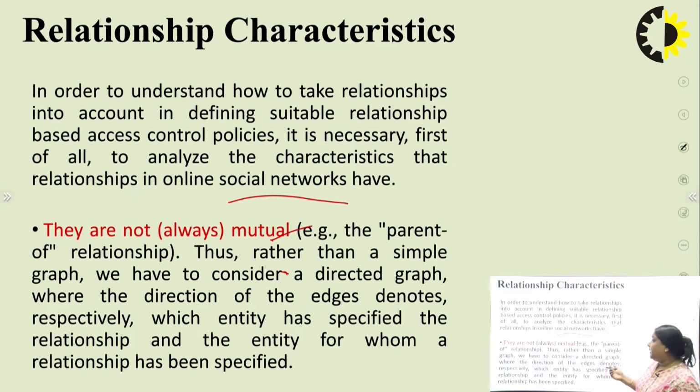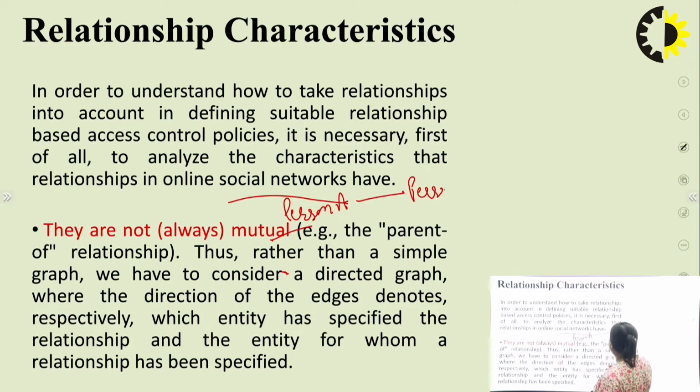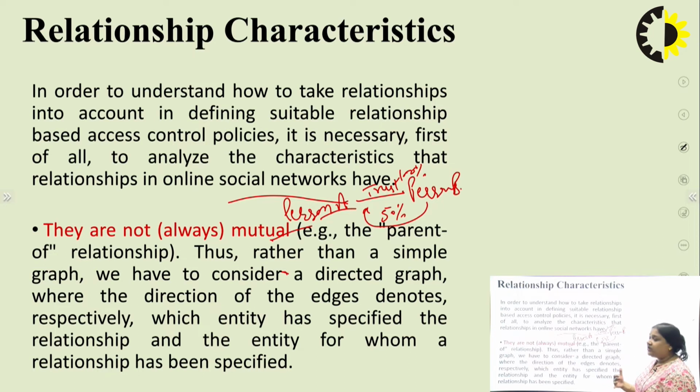So, maybe the relation from person A to person B may not be the same. Maybe person A trusts person B 100%, but person B in reverse trusts only 50%. So the relationship is not always mutual.